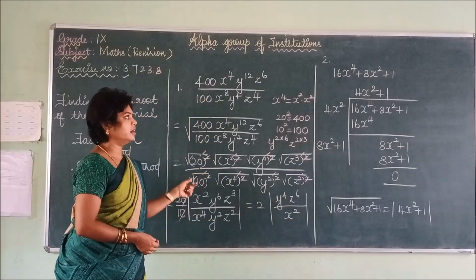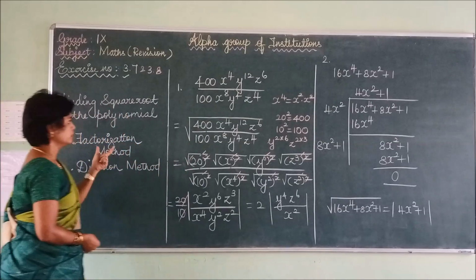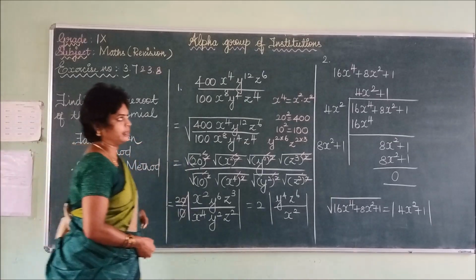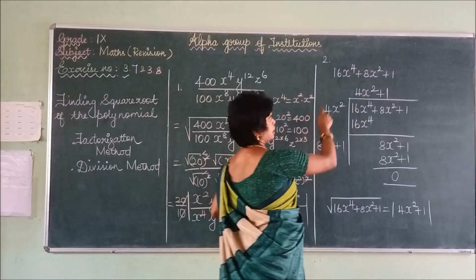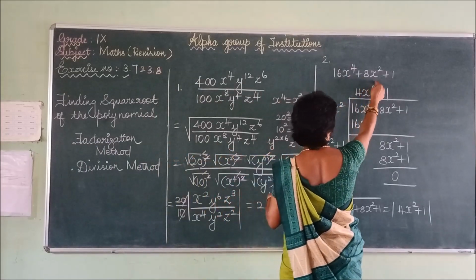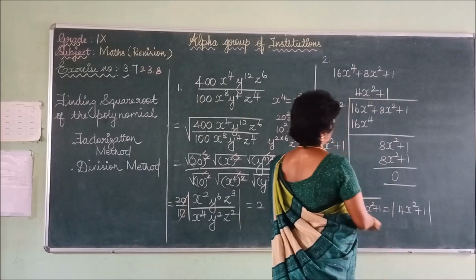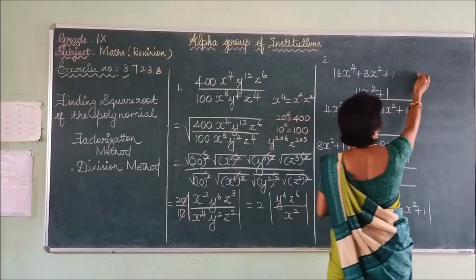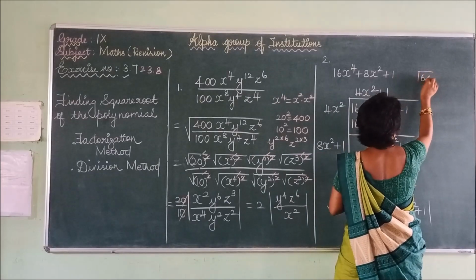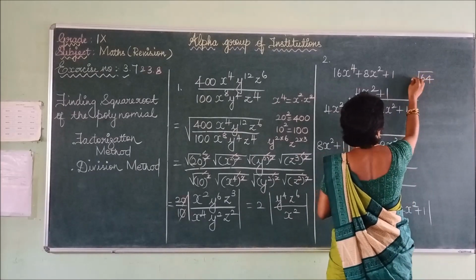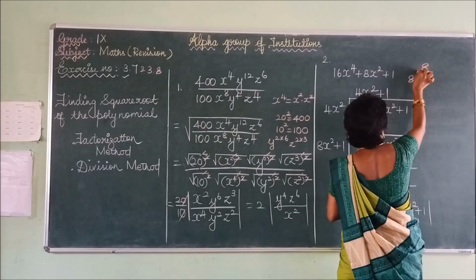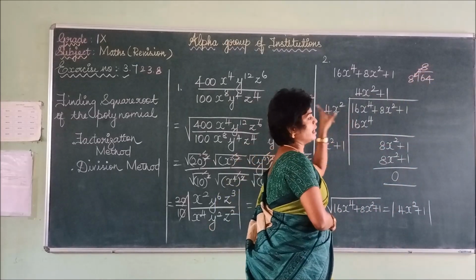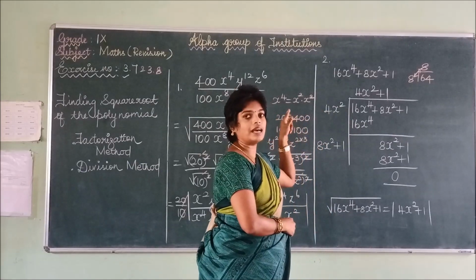So this is one method, and another method is the division method. Division method is the second method. So listen carefully. 16x power 4 plus 8x square plus 1. So that is the long division. So normal values you may know. If you are finding the square root for 64, that can be replaced as 8 into 8. That means you have to put the same number. So likewise 16 can be written as 4 4s are 16.